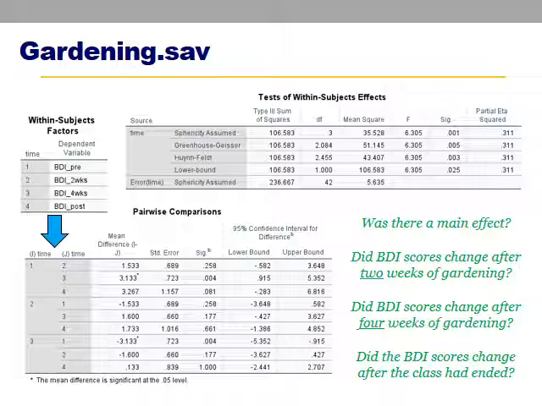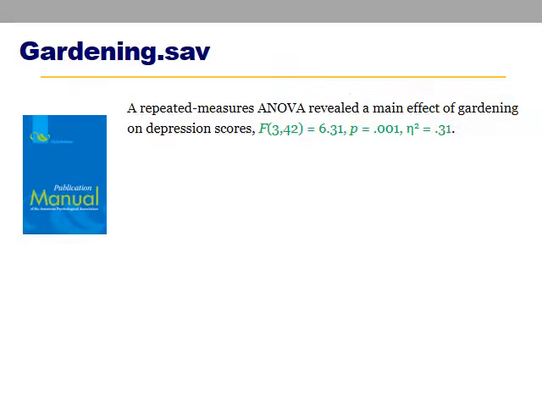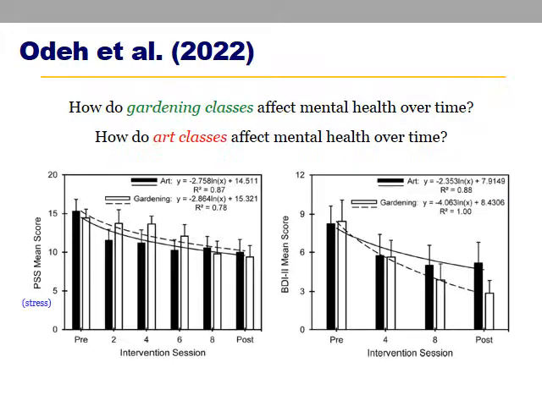If you want to practice writing this up, pause the video now. As measured by a scale called the PSS, which is the graph shown on the left. The graph shown on the right shows depression scores as measured by the BDI. In both cases, you can see that over time, people's stress and depression levels tended to decrease, regardless of whether they took gardening classes or took art classes.